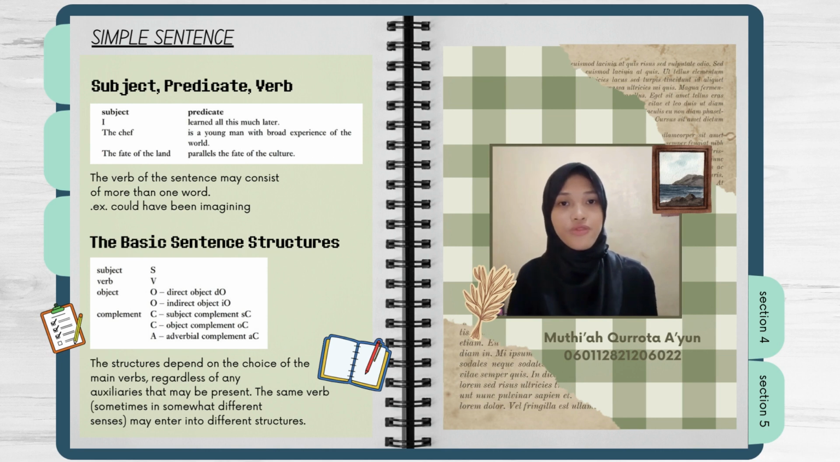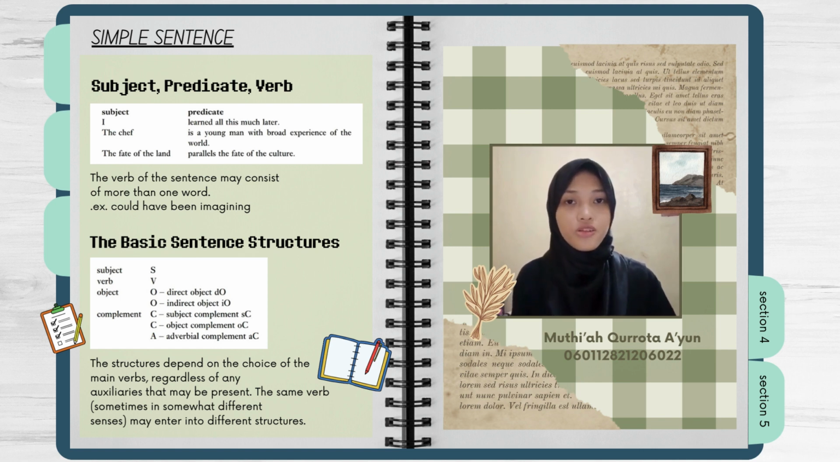It is traditional to divide the sentence into two main constituents, the subject and the predicate. The predicate consists of the verb and any other elements of the sentence apart from the subject. As you can see in our presentation, we have three examples of subject and predicate. For the subject I, the predicate is learned all this much better. For the subject the chef, the predicate is a young man with broad experience of the world. And last, for the subject the fate of the land, the predicate is parallels the fate of the culture.